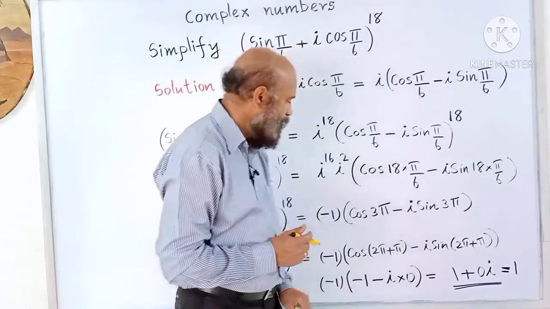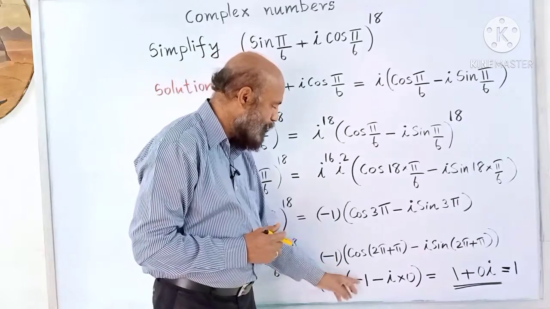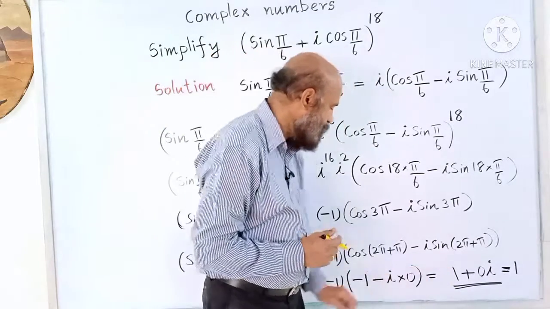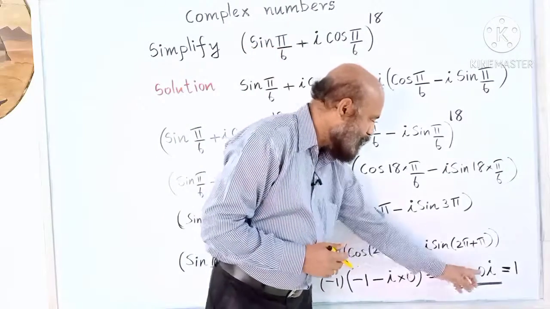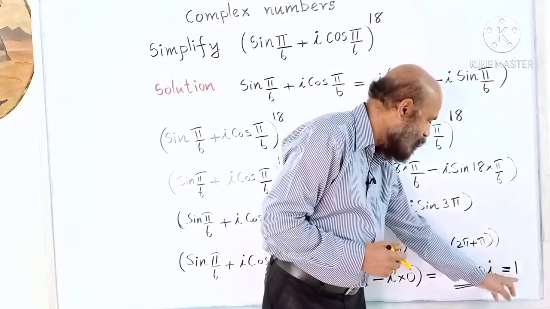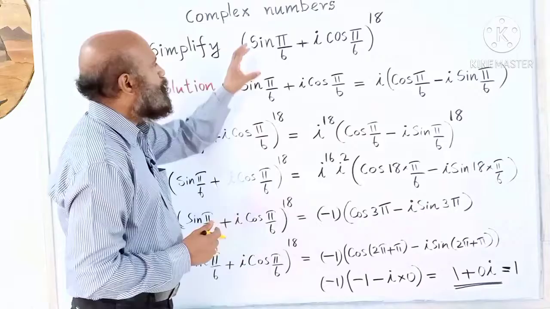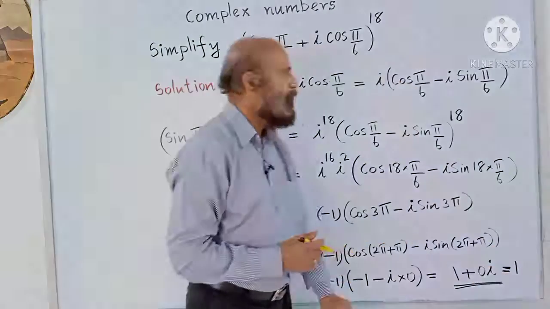Sin pi is 0. Now you take this minus 1 outside: minus into minus is plus, so plus 1, then minus into minus is plus, so plus 0i. 1 plus 0i is 1. So after simplification we will get 1.